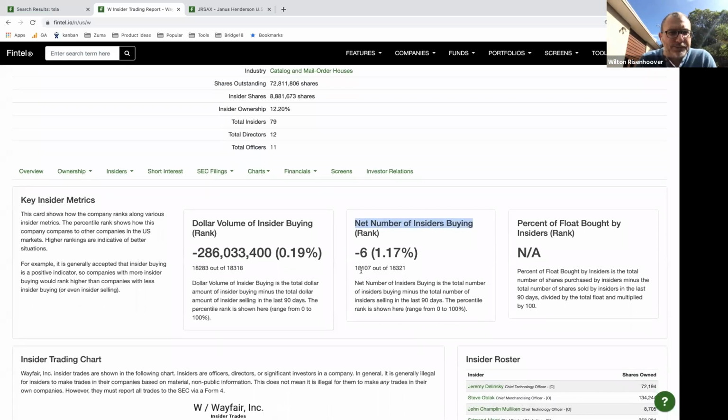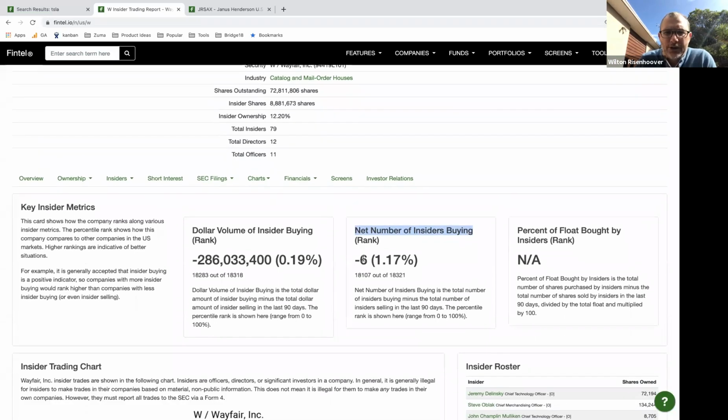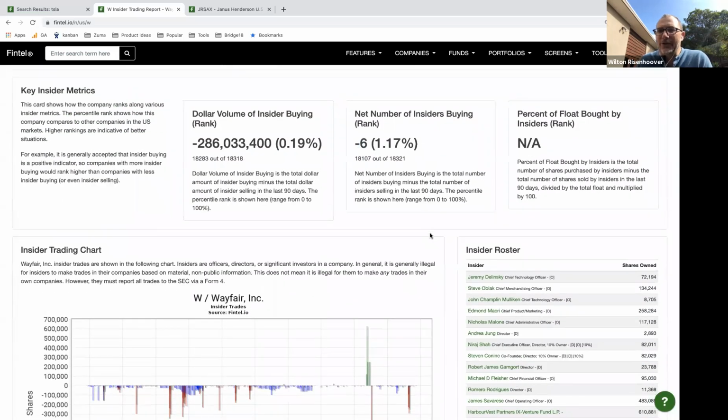So in this case, for Wayfair, there were -6 net buyers. That means there could have been 8 sellers and 2 buyers. I'm sorry, there's -6 net buyers. So that means there could have been 6 sellers and no buyers. There could have been 8 sellers and 2 buyers. Since this is negative, it's kind of a bad number.